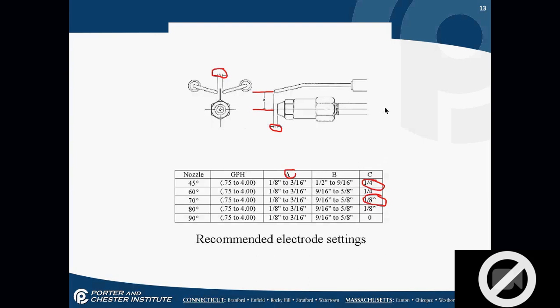Okay, so nozzle and electrode settings. By the way, this is one of those PowerPoints that if you haven't downloaded to keep for your own records, sometimes this chart is hard to find. It's nice to have this chart because occasionally it is hard to find. So I would recommend you download this PowerPoint just to have this table.